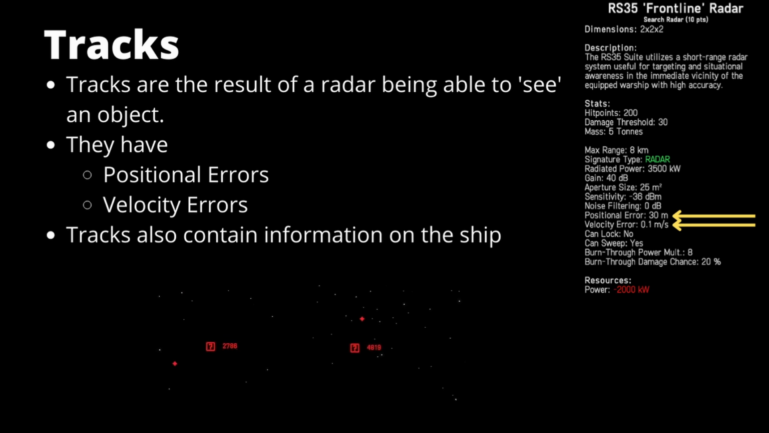Tracks have a number of pieces of information tied to them. Tracks will all have a positional and velocity error as a result of the radar identifying where it is, but not being 100% sure, and each radar will show its own positional and velocity error on its component card. The positional and velocity errors are represented within the game by the red dot that dances around the tracks that you'll see on your screen. Tracks also contain other information regarding the ship stored within them, and you'll be able to identify those over time through the intelligence mechanic of the game, which you can see in tutorial number 12 for more information.